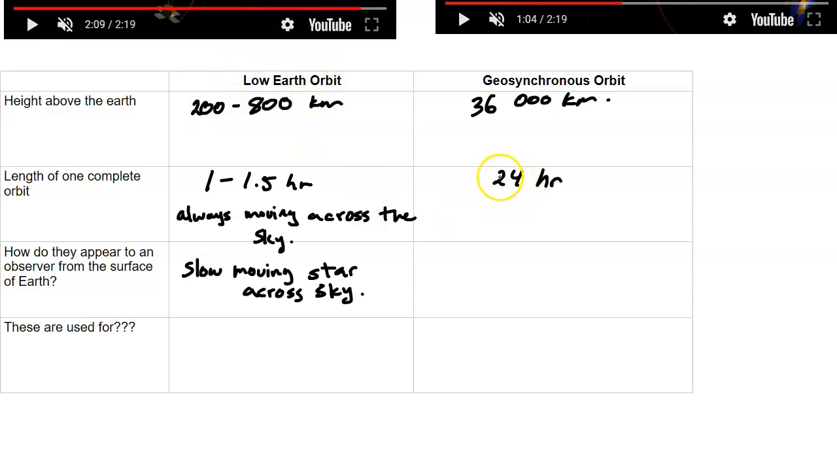Now, the 24-hour geosynchronous satellite takes 24 hours to go around the Earth, and the Earth takes 24 hours to spin, so this is always in the same place. And so to the observer, this is going to appear as a stationary star.